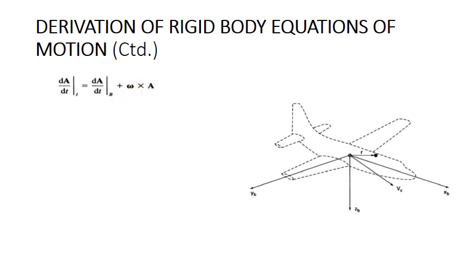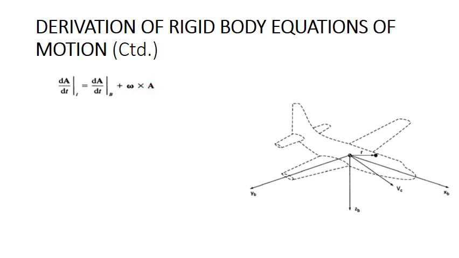So for any vector, if you want to differentiate it with respect to the inertial frame, which is the case in Newton's second law, all the derivatives with respect to time should be with respect to the inertial frame. So you have to differentiate it first with respect to the body axis, plus omega, the angular velocity vector of the body axis, cross the vector A.